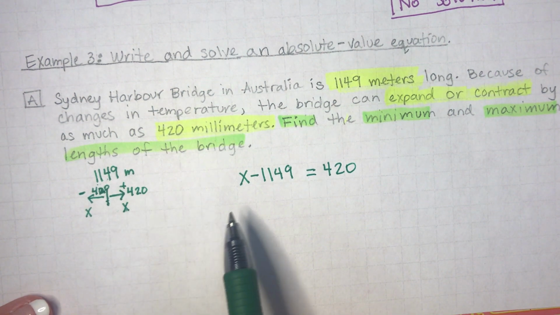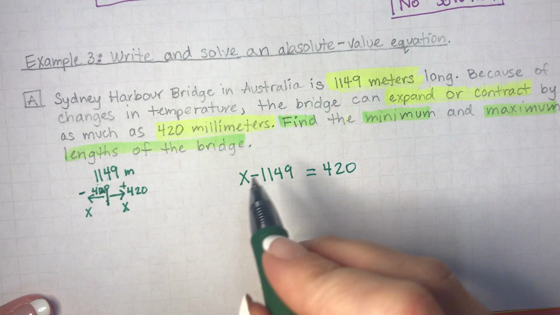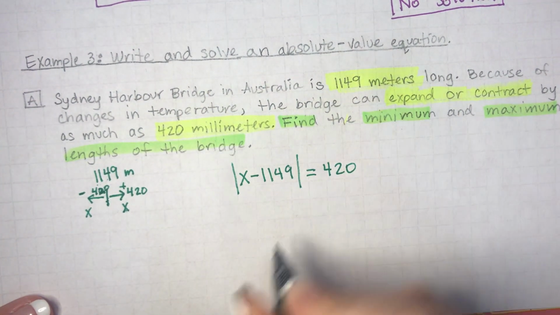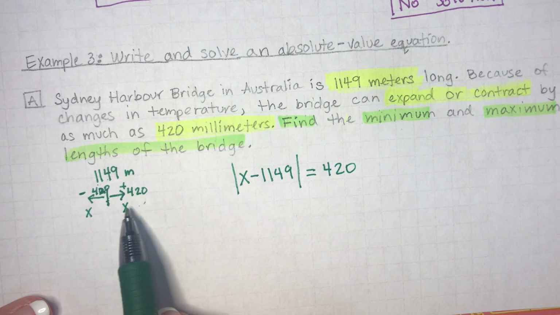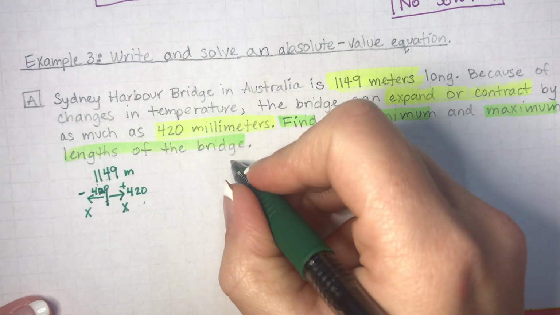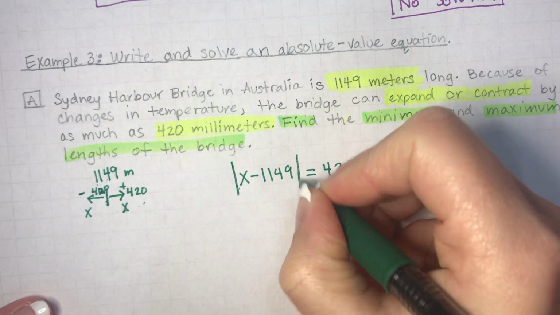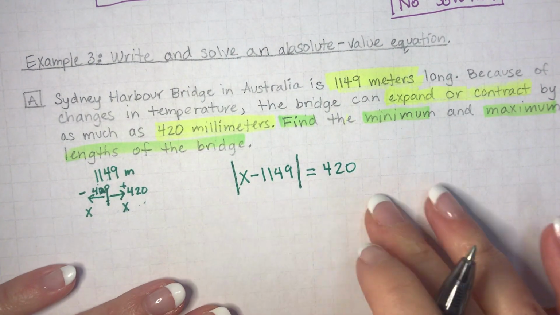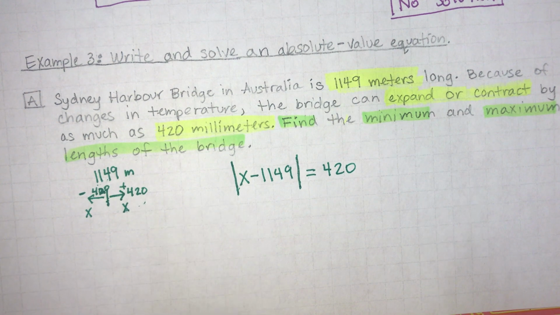And then this piece right here, the difference between these two values, can be a positive difference or it can be a negative difference. So that's why we're taking the absolute value of that. So that is the equation. All right. Now we're going to go ahead and find the max and the min. So we're going to solve this absolute value equation.